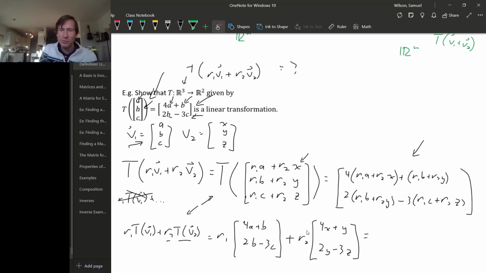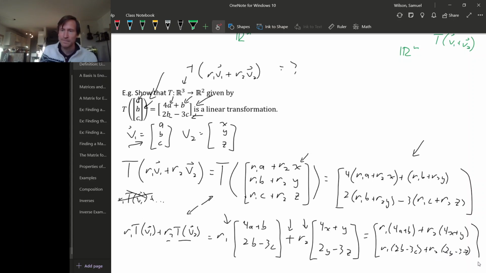But we can do these scalar products and this vector addition in R2, and that gives us R1 times 4A plus B, plus R2 times 4X plus Y, and then in our second entry we get R1 times 2B minus 3C plus R2 times 2Y minus 3Z. So are these two things the same?